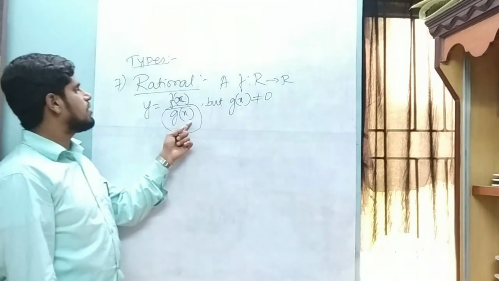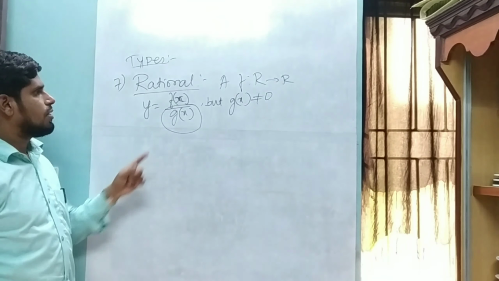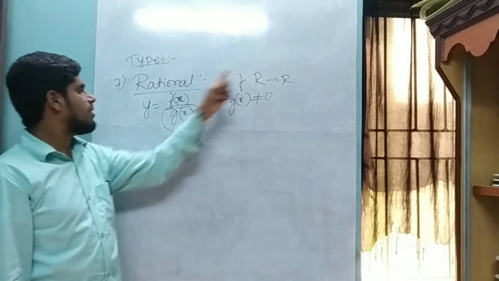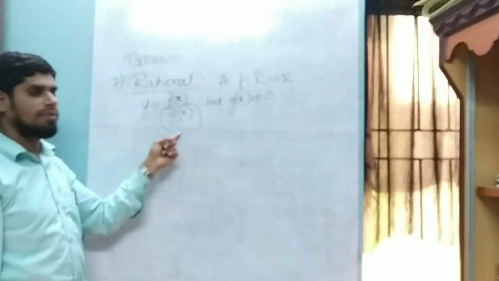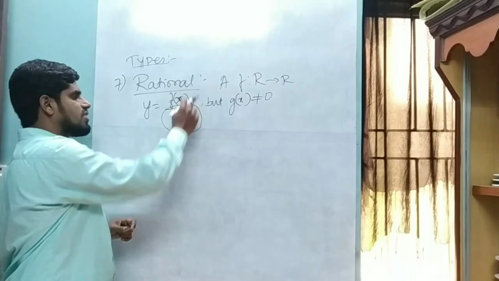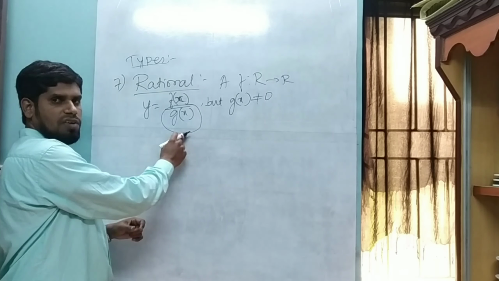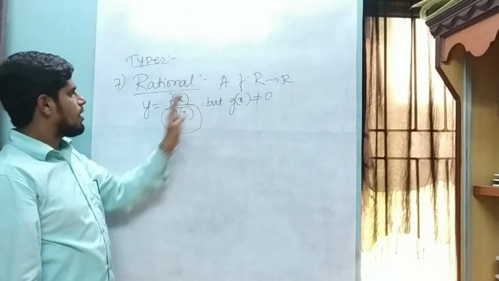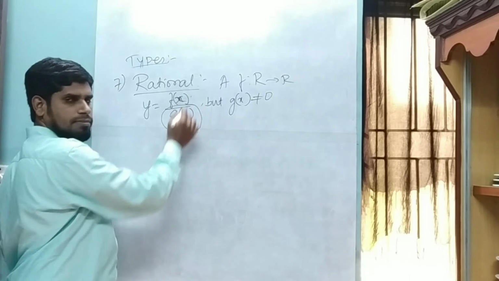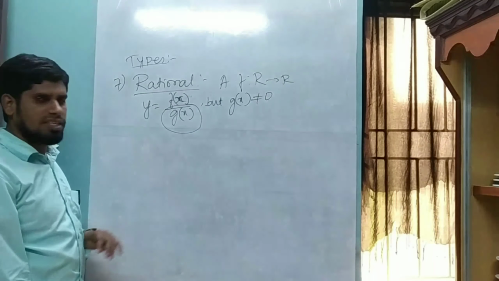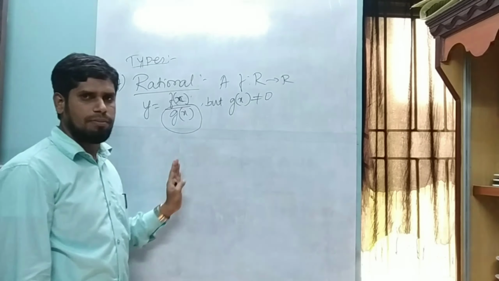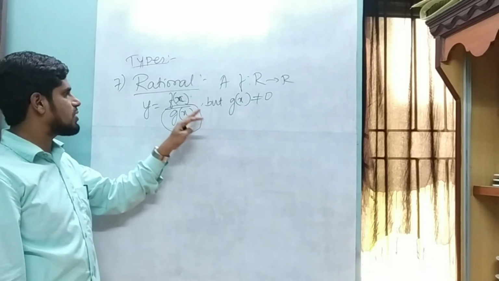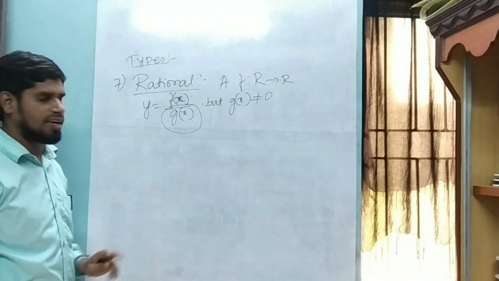So students, this is the definition of rational function. A function f from R to R defined by y is equal to f of x divided by g of x. What is f of x and g of x? These f of x and g of x are polynomial functions. Any polynomial function. It is not necessary that both should be of the same degree. It can be different degrees also. It can be the same also, no problem. But it is not compulsory that it must be the same degree.